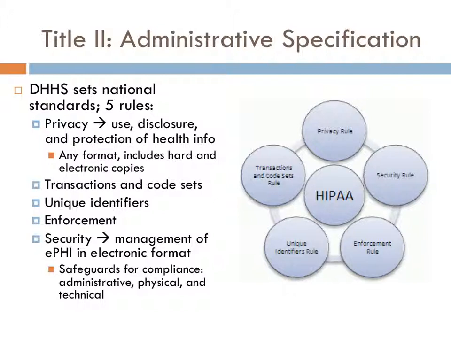The security rule was developed a few years after the privacy rule and set standards for the management of EPHI in electronic format, including confidentiality, integrity, and availability. It identified 3 safeguards for compliance, including the administrative, physical, and the technical safeguards. The administrative safeguards are especially important as they include security management and assignment of security responsibility, risk analysis and management, and security awareness and training. The next slide will cover the security safeguards in depth a little more.